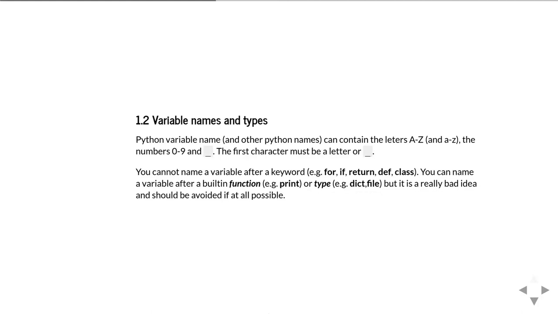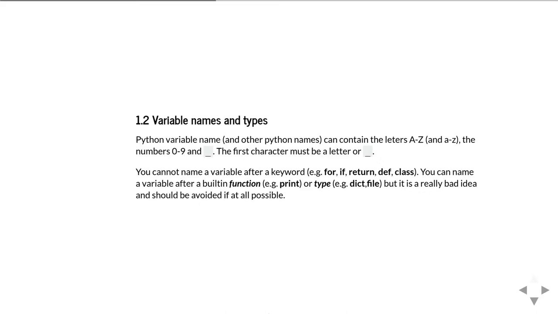In Python, the names of variables can contain the letters A to Z in both lowercase and capitals. They can contain the underscore character, and they can contain the numbers 0 to 9. The first character must be a letter or an underscore and cannot be a number. Also, using a keyword as a variable name is not going to work. You're not allowed to use things like for, if, return, def, class as the names of variables, and if you try doing that, you'll just get an error.